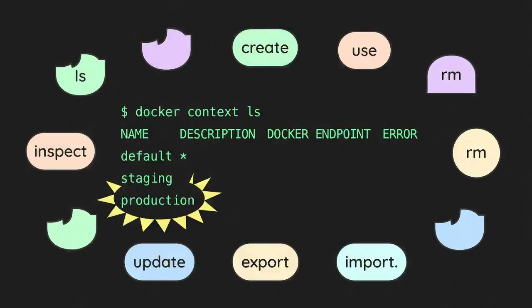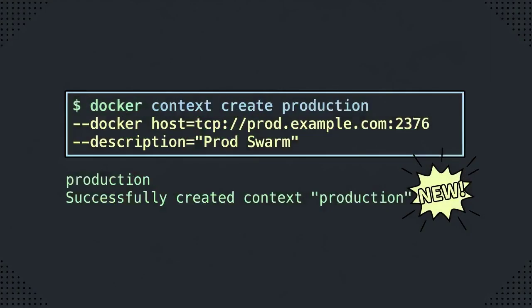The context lifecycle is 8 commands. ls lists what you have, create spins up a new one, use sets the active target, rm deletes it, inspect dumps the full JSON, update changes fields in place, export writes a context to a file, and import brings it back on another machine.